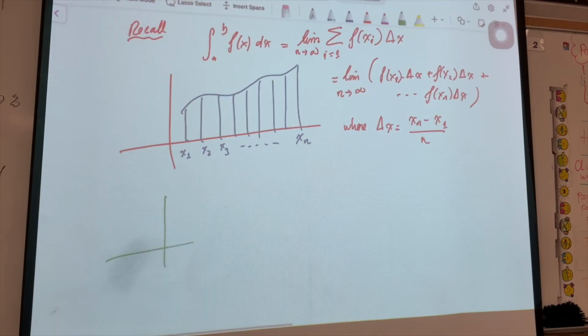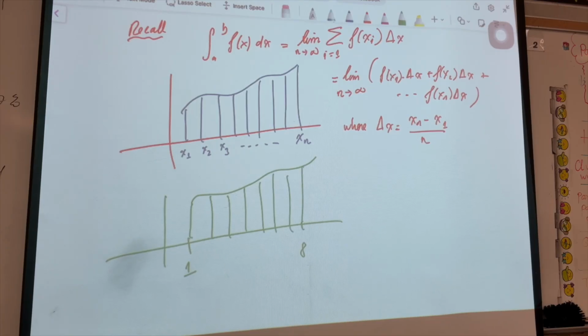Let me give you a sample. So for example, we're gonna do from 1 to 8, okay? Some function. We're gonna do left. So 1, 2, 3. So delta x here is 8 minus 1 divided by n minus 1. Divided by 8? No, divided by 8.